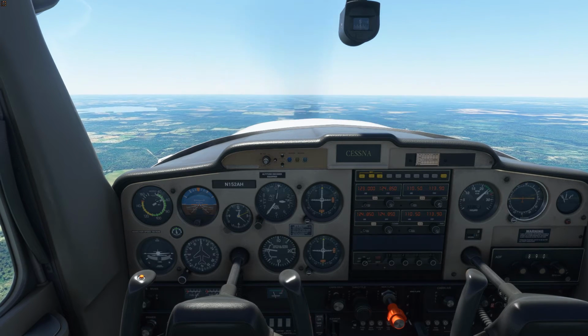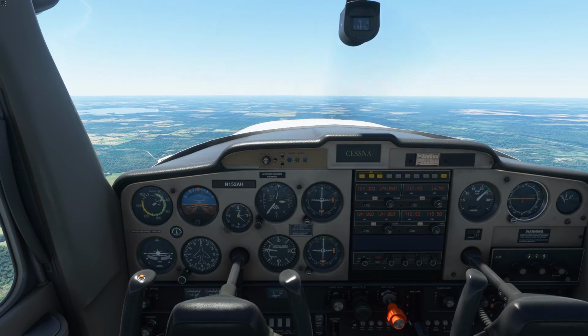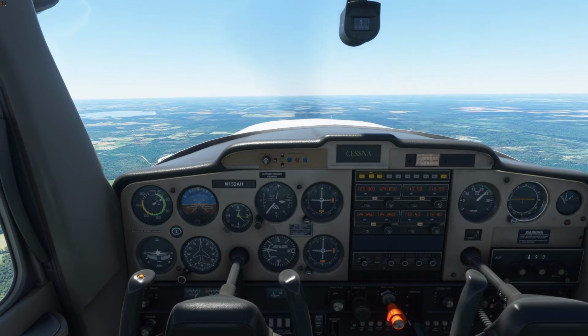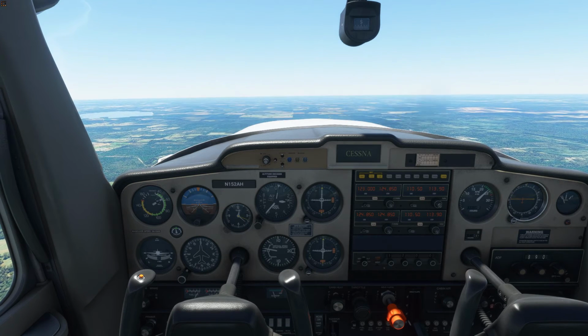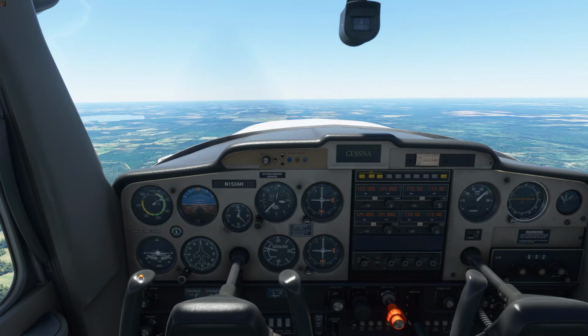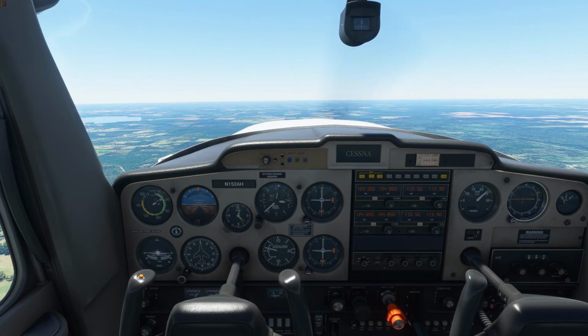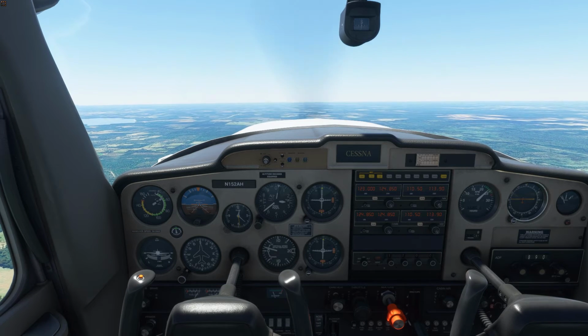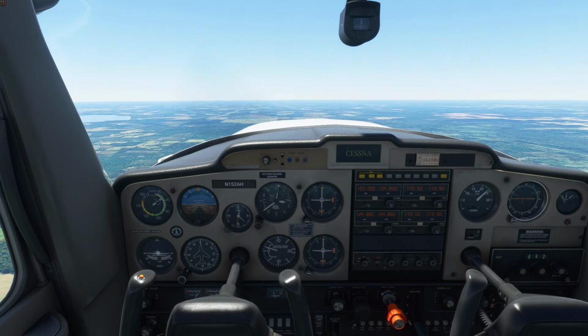That's why our go-around procedure is going to be apply full power, carb heat off, and reduce the flaps to 20 degrees. Once you get to 20 degrees, the airplane will want to climb, but you can see it's taking us almost a full minute to get 100 feet up here. So this airplane does not want to climb in a high drag configuration.